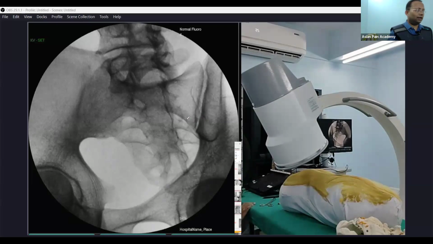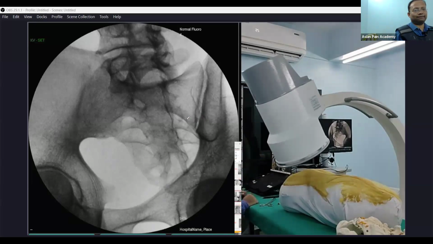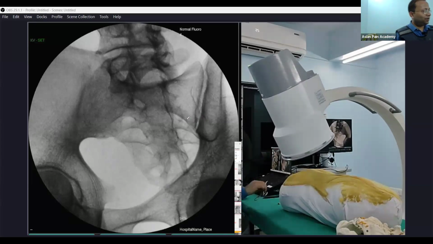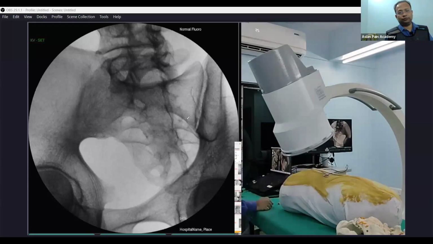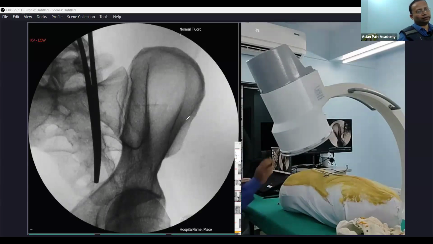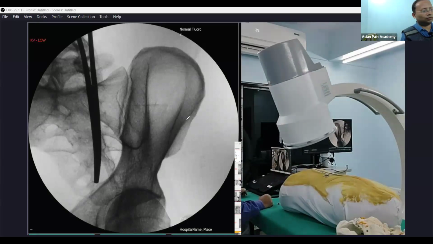So this is okay. We will keep the target area in the middle part of the screen. Okay, sure. Reduce the oblique angle a bit because the joint has become smaller. Okay, sure.